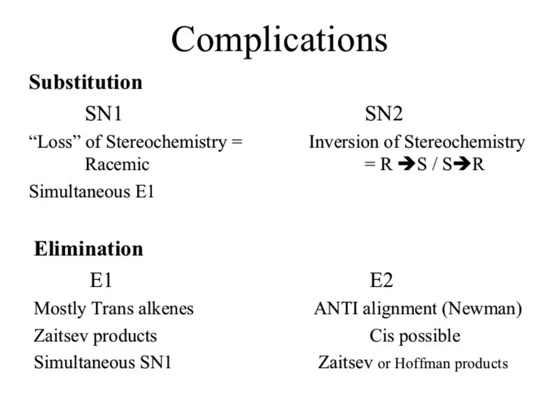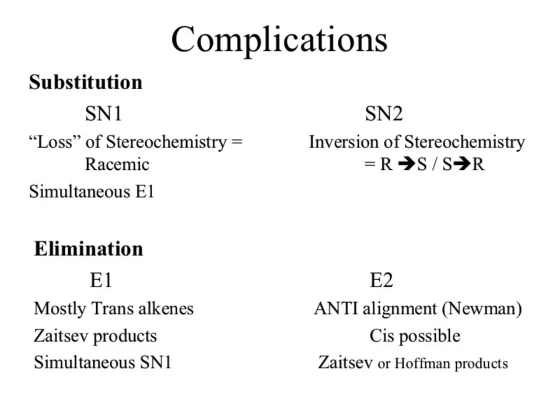This is where it shows up. We end up with racemic mixtures. Okay? Another complication. If I have an SN1 mechanism, it runs simultaneous to an E1. So if I think I'm doing an SN1, I'm also doing an E1. Okay? SN2, what happens? Inversion of stereochemistry. If I start R, I go S. If I start S, I go R.